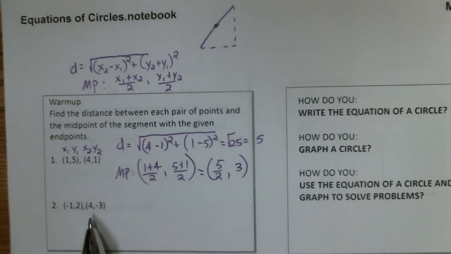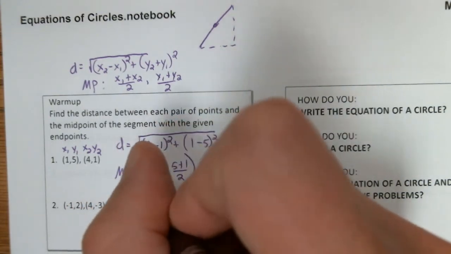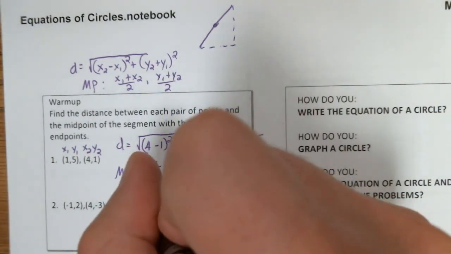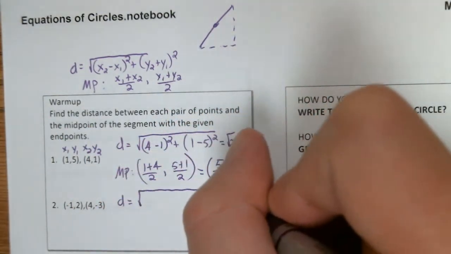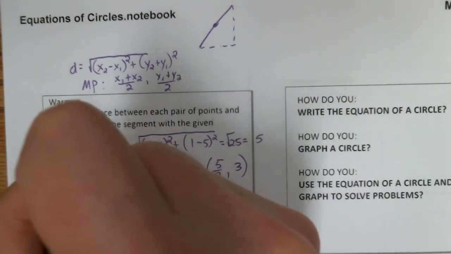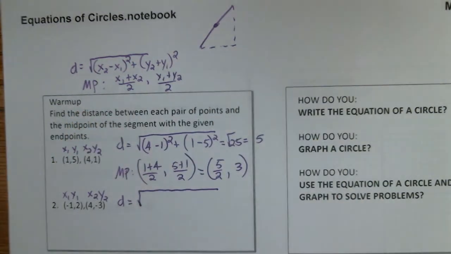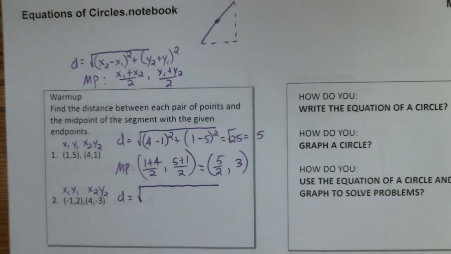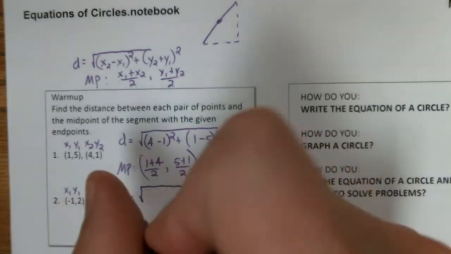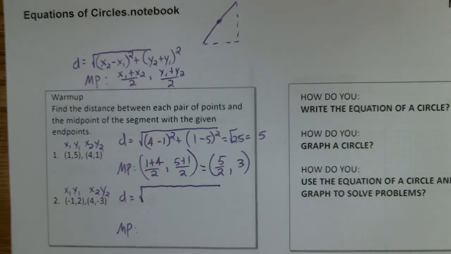Okay, so for the next one here, we're going to do the same thing. Distance is equal to the square root of, I'll let these be the 1s, I'll let these be the 2s. Actually, for sake of time, guys, I'm going to let you pause the video and do this on your own. I want you to find the distance and the midpoint on your own. So go ahead and pause the video and work those out.